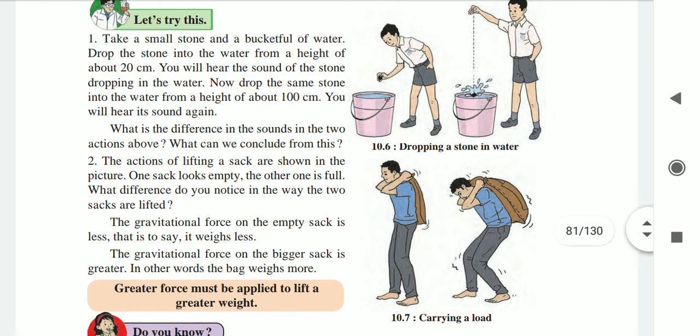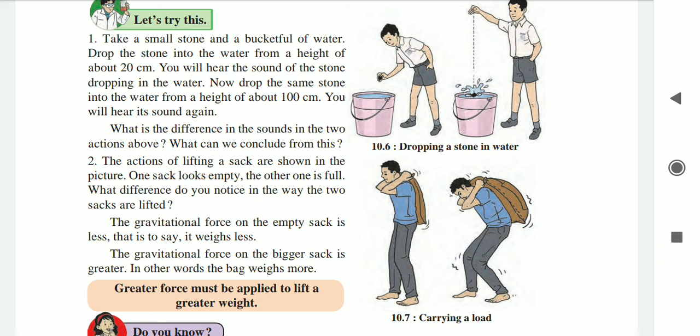Try this. Take a small stone and a bucket full of water. Drop the stone into the water from a height of about 20 centimeters. You will hear the sound of the stone dropping in the water. Yes or no? Now drop the same stone into the water from a height of about 100 centimeters. You will hear its sound again.